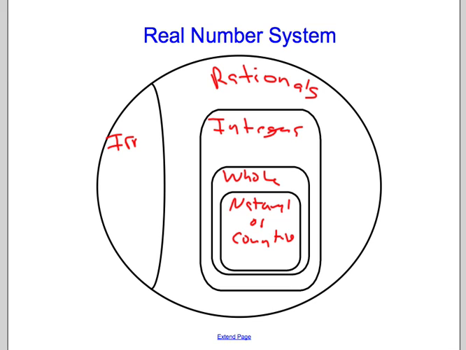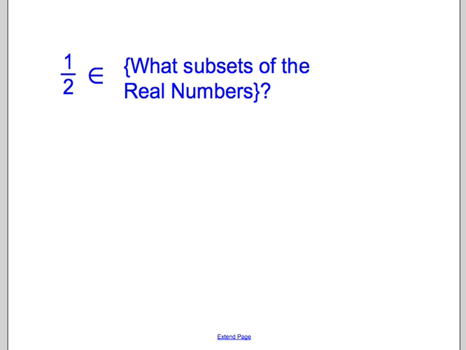So with that information, 1/2 is an element. Now that E represents element. 1/2 is a subset of what real numbers? Wait a second. What set of the real numbers is it an element of? Sorry. So it's a fraction, so it'd have to be a rational.